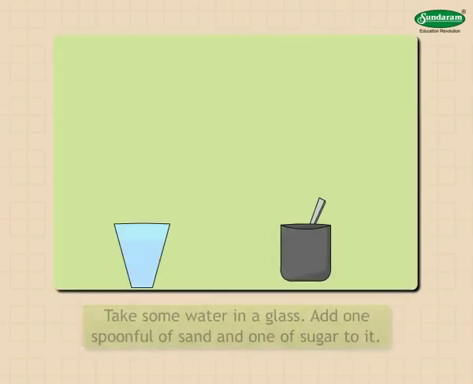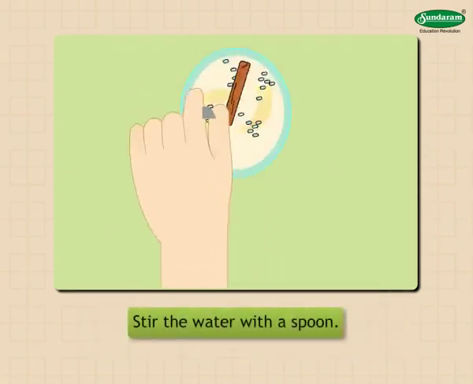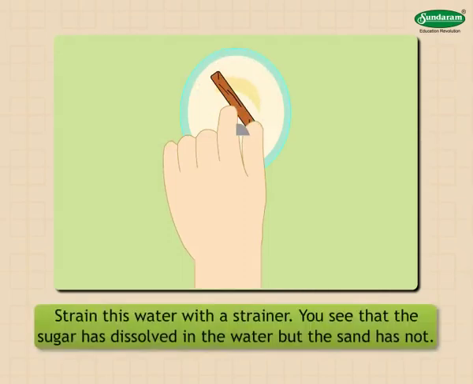Try this. Take some water in a glass. Add 1 spoonful of sand and 1 of sugar to it. Stir the water with a spoon. Strain this water with a strainer. You see that the sugar has dissolved in the water, but the sand has not.